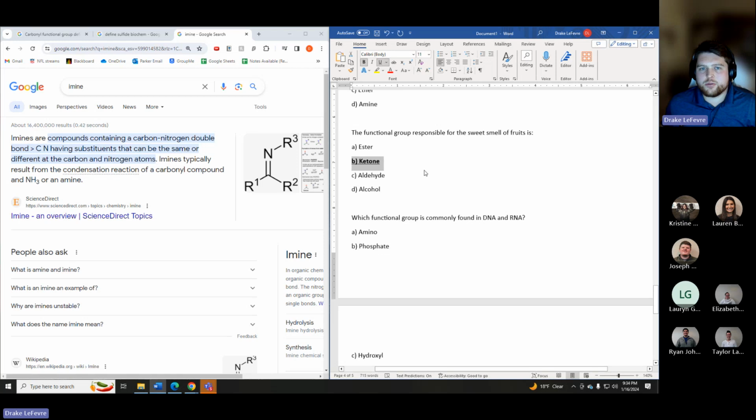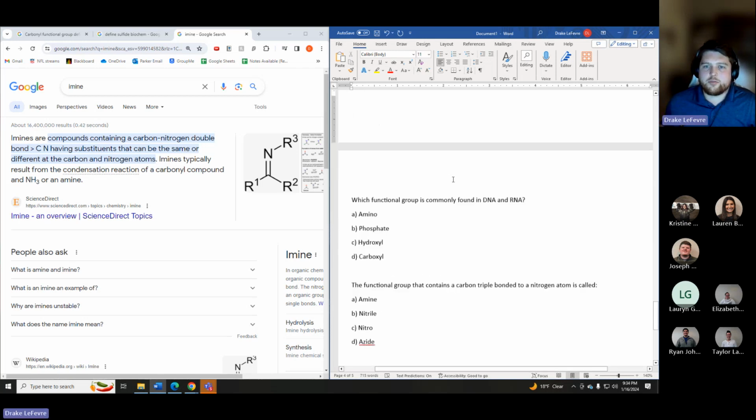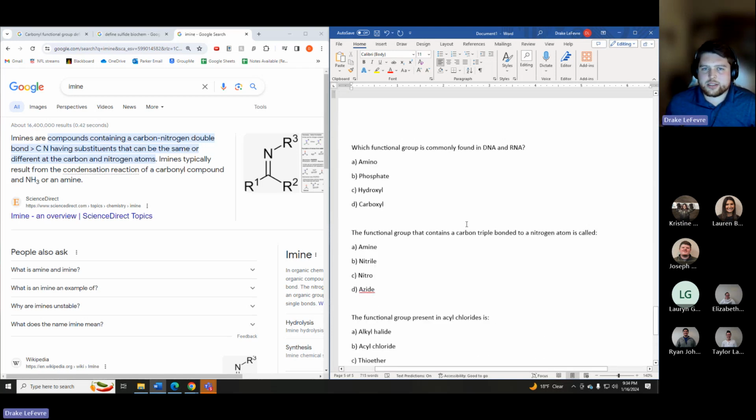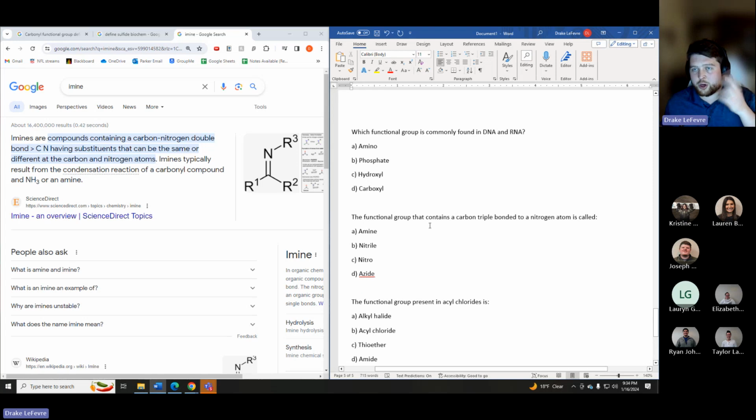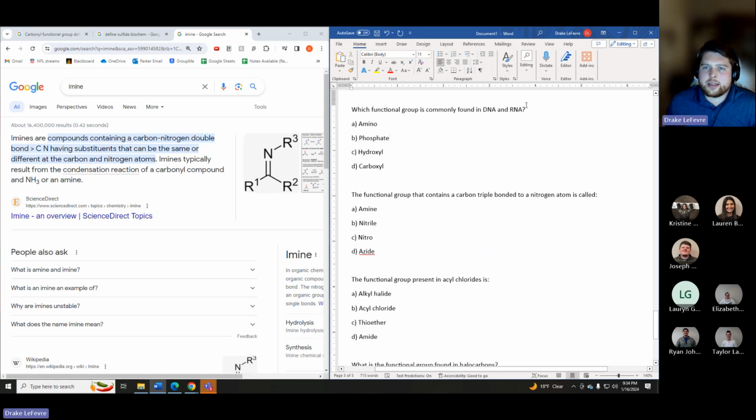Your body creates ketones when it's unable to process or have glucose. The keto diet uses ketones. It forces your body into ketoacidosis, which are created from fats. Which functional group is commonly found in DNA and RNA? This one, I'm pretty sure it's phosphate. We haven't gotten to that part yet, so that will be a question that we'll answer later.